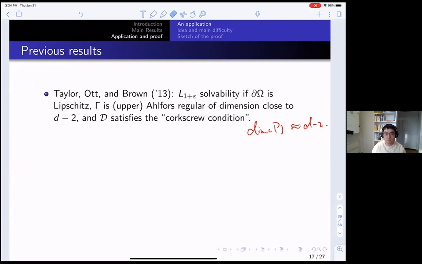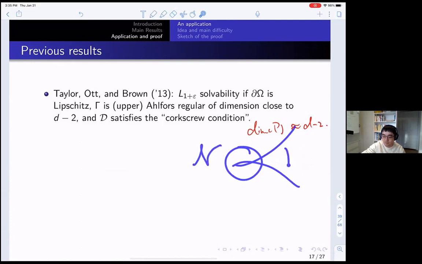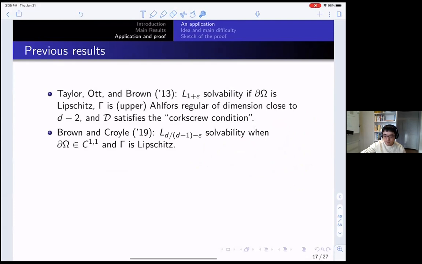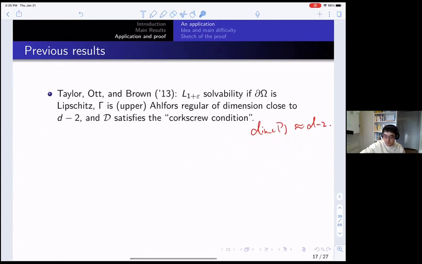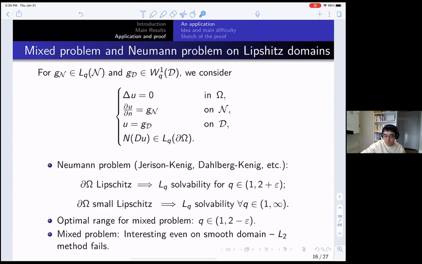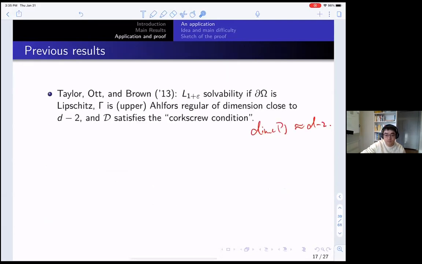So this basically means that the set D cannot be too small near gamma. We don't want gamma to be like this, with D being too small, so the problem is not so good. Both D and N should take a certain part of the boundary. We don't want any part to be dominated by D or dominated by N, like this. So this is L1 plus epsilon. I should make a comparison: this is comparable to the L2 plus epsilon result for the Neumann problem, because we only assume the boundary to be Lipschitz.